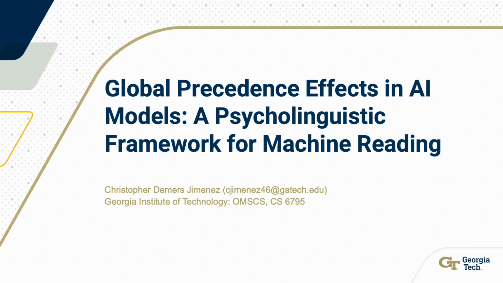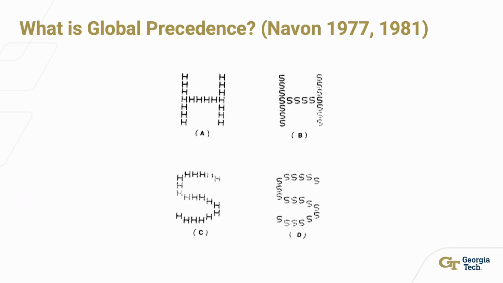Hello, my name is Christopher Demirs Jimenez, and this is my final presentation for CS 6795. My project follows the computational model track and provides a psycholinguistic framework to investigate whether frontier multimodal AI models exhibit global precedence. So, what is global precedence?